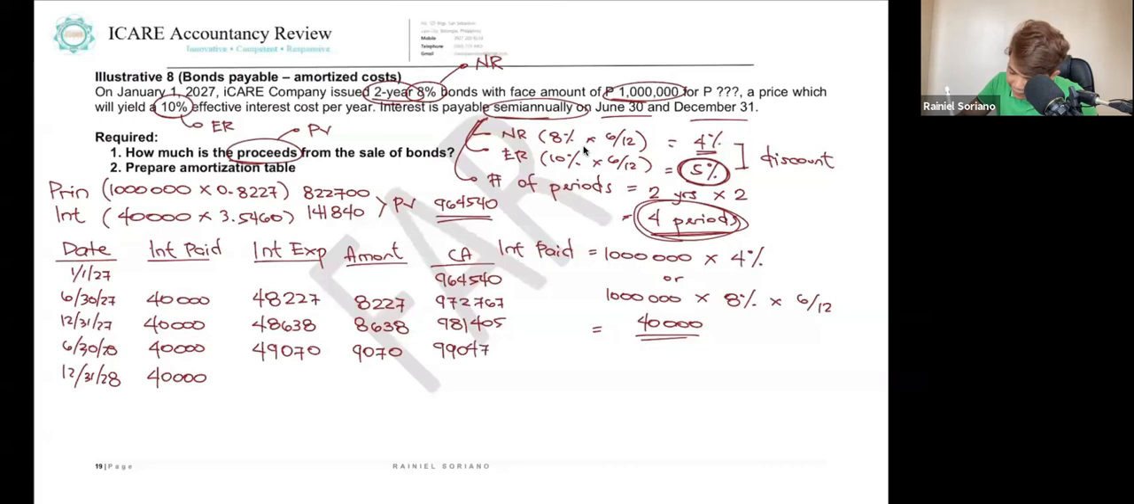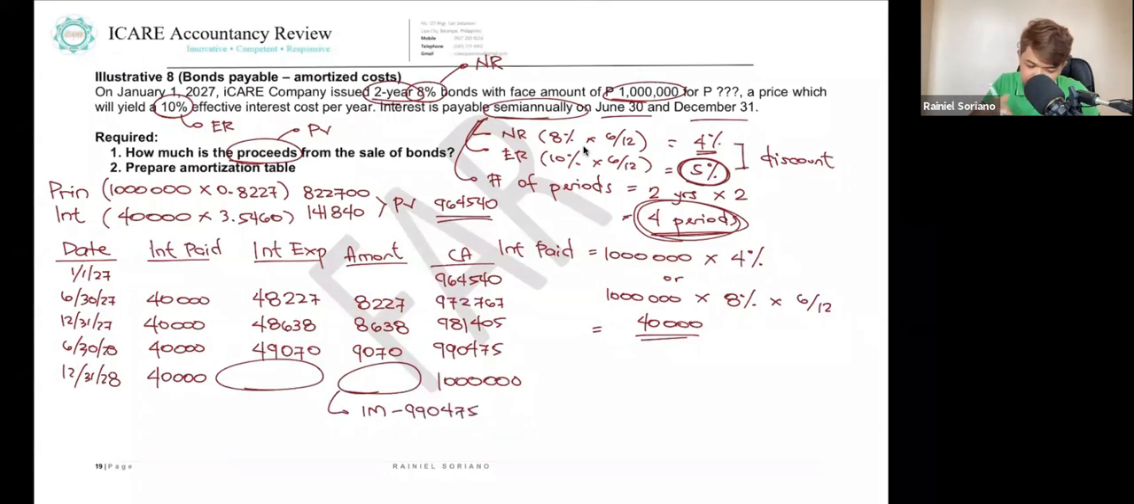And then dapat syempre 1 million na to. So force balance ulit yung last year na amortization at interest. So this is equal to 1 million minus 990,475. Okay, so minus 1 million. Magkano to? 9,525. Tama ba? Yeah, tama. 9,525. Tama lang. Okay. Then interest expense natin will be equal to 40,000 plus 9,525.